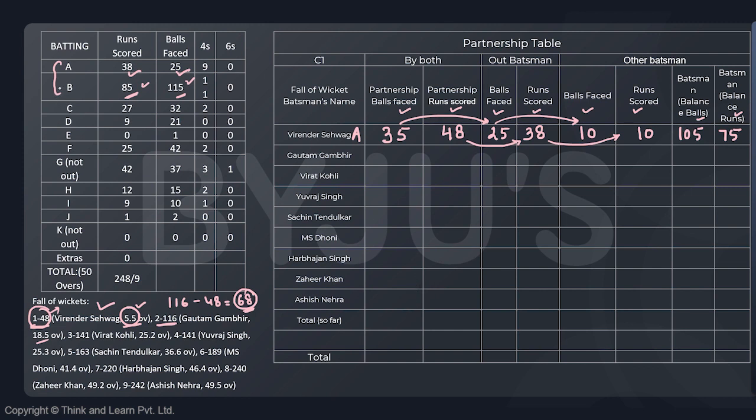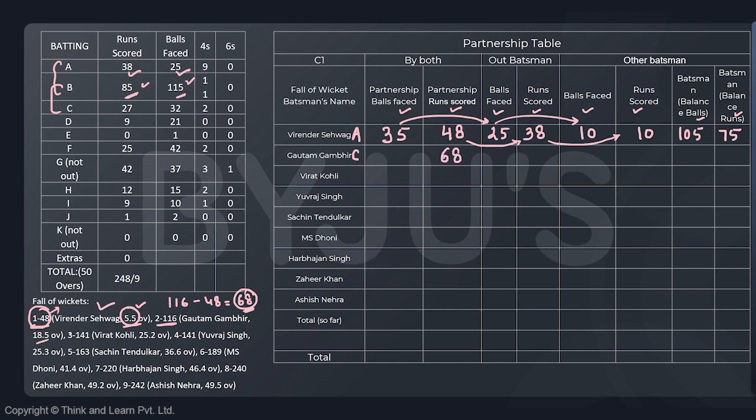Still, the next player to get out between B and C was not B, because B has to make 75 runs, but the next player got out by making 68 runs. So B is not the next player to get out. I hope you are clear with this. So Gautam Gambhir is the next player who is getting out, and that must be C. So in this partnership, 68 runs are made.